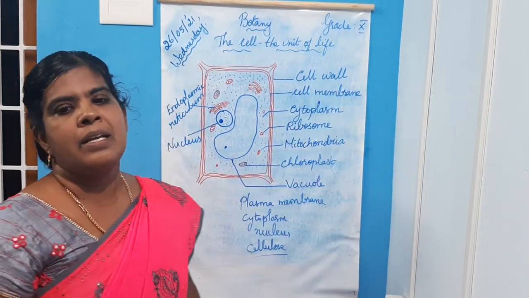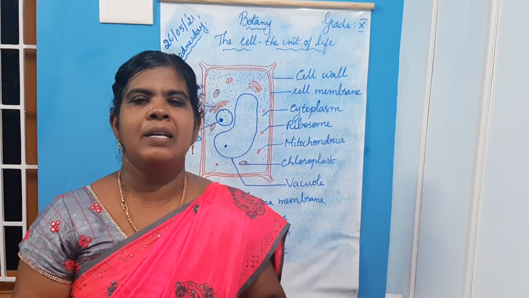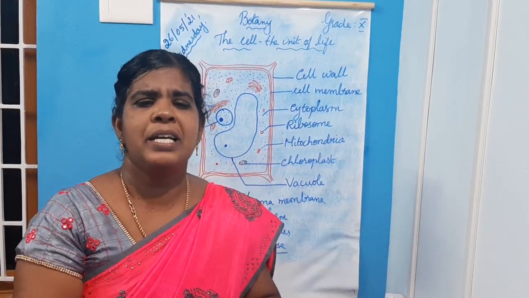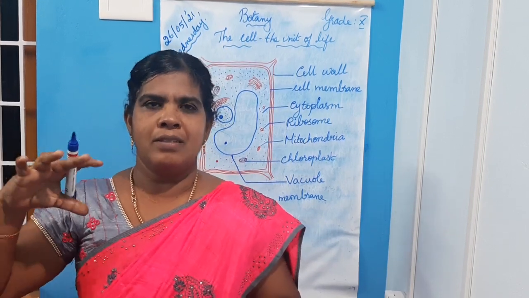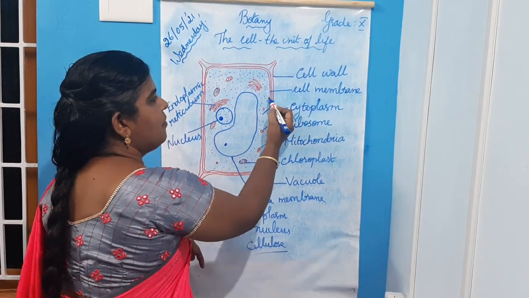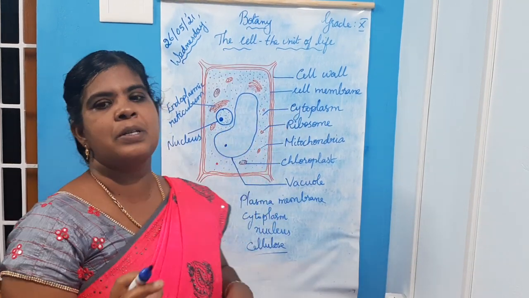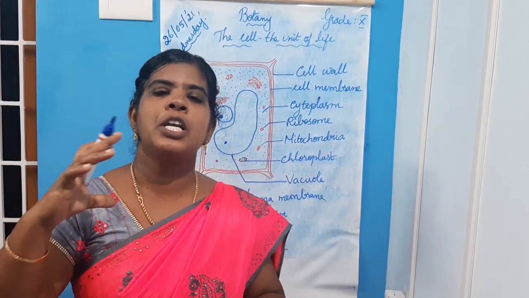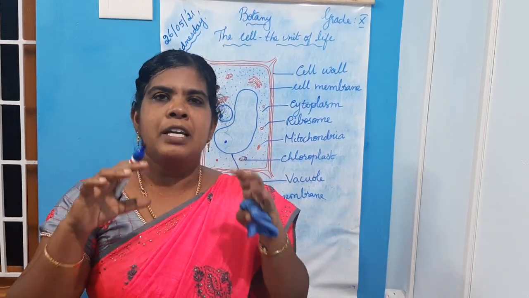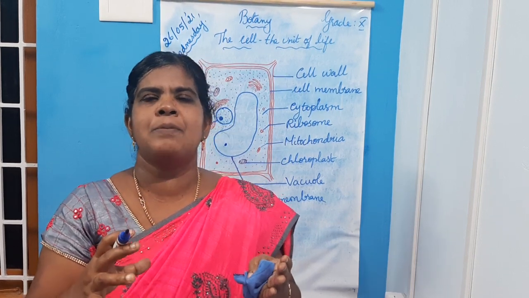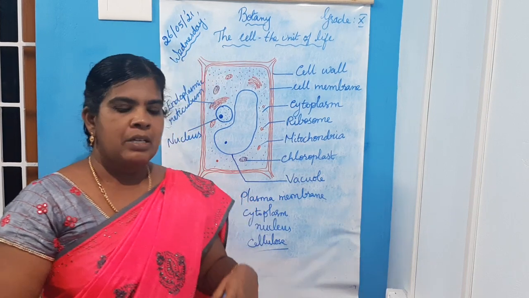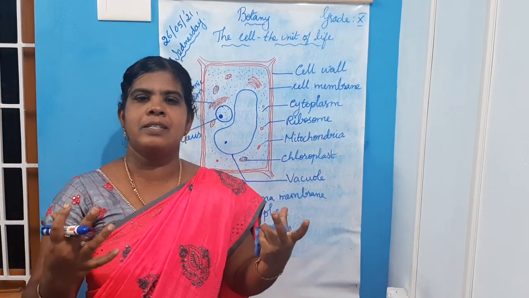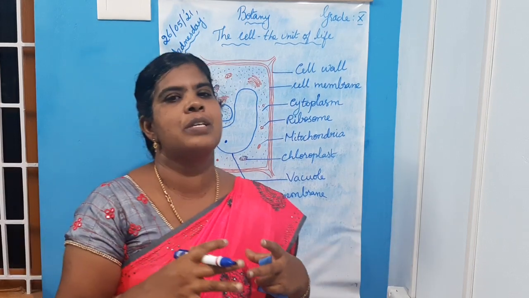Next to the cell wall there is the plasma membrane, also termed the cell membrane. This plasma membrane transports nutrients into the cell and out of the cell. The function of the plasma membrane is transporting nutrients and water. Also, it prevents unwanted substances from entering into the cell.